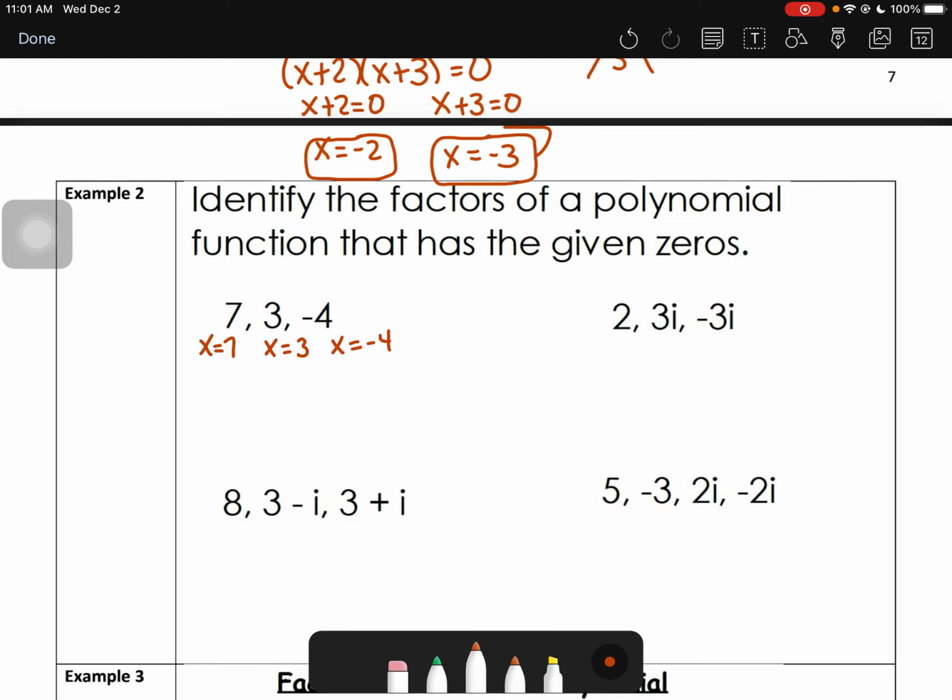So reversing the operation, instead of having 7, I would subtract 7 from both sides. So I'd have x minus 7 equals 0. Subtract 3 from both sides, so x minus 3 would equal 0. And add 4 to both sides, so x plus 4 would be equal to 0. And then to write the equation, I would just put those together. These are my factors.